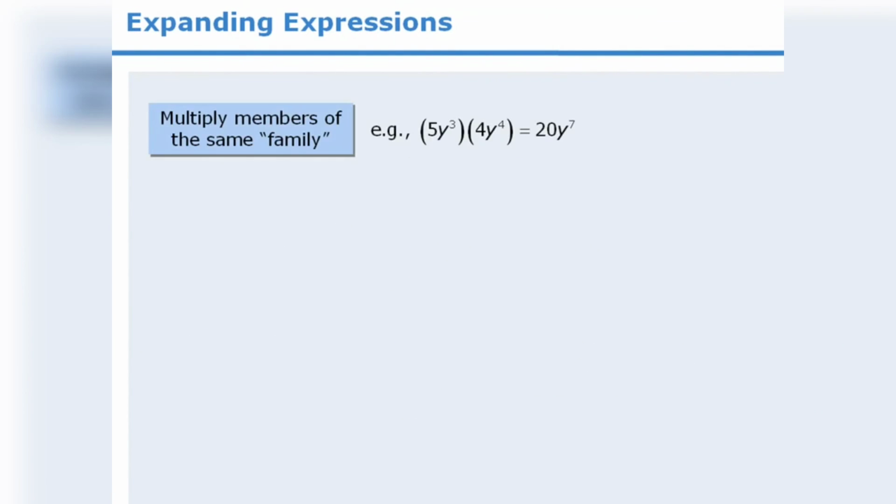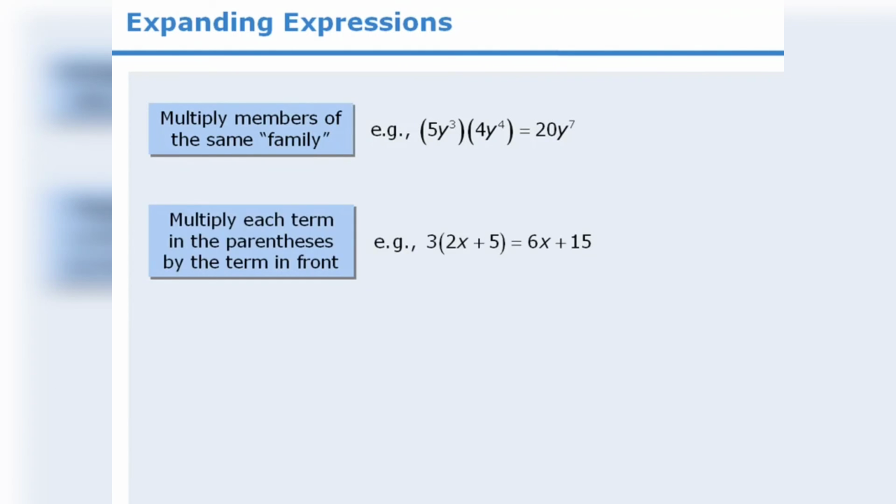Okay, let's summarize. In this lesson, we learned that we can find the product of monomials by multiplying members of the same family. And we learned that we can find the product of a monomial and a polynomial by multiplying each term inside the parentheses by the term in front of the parentheses.